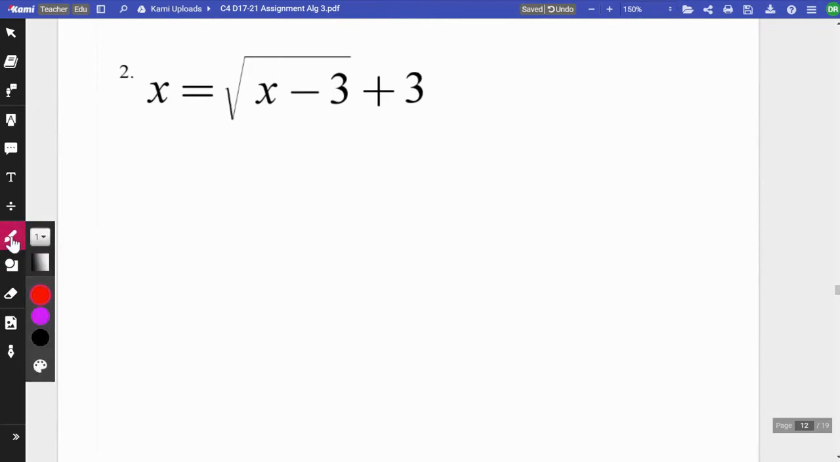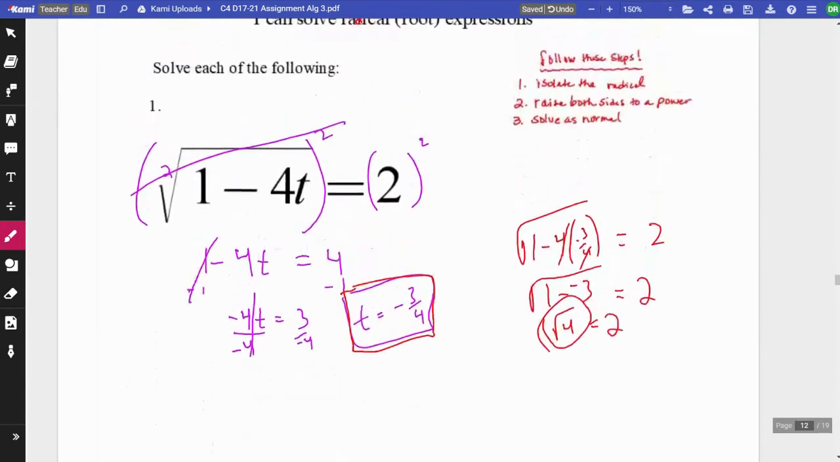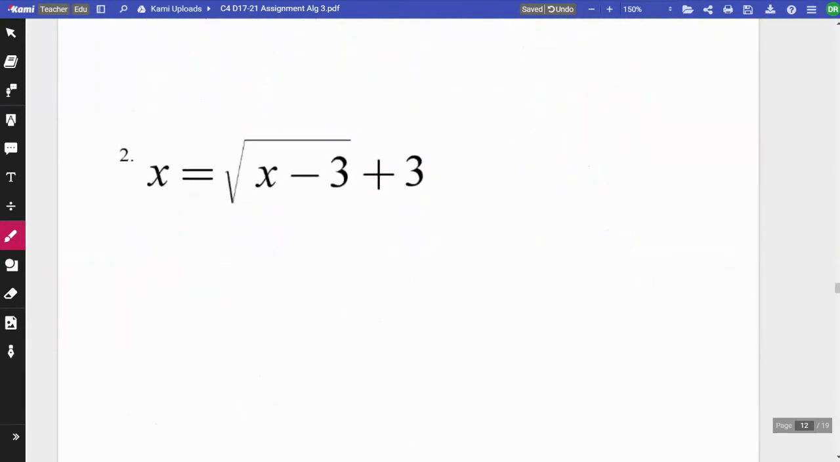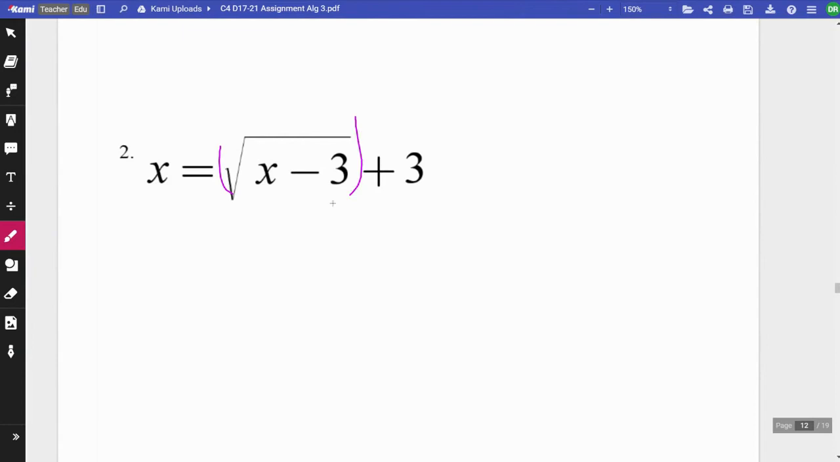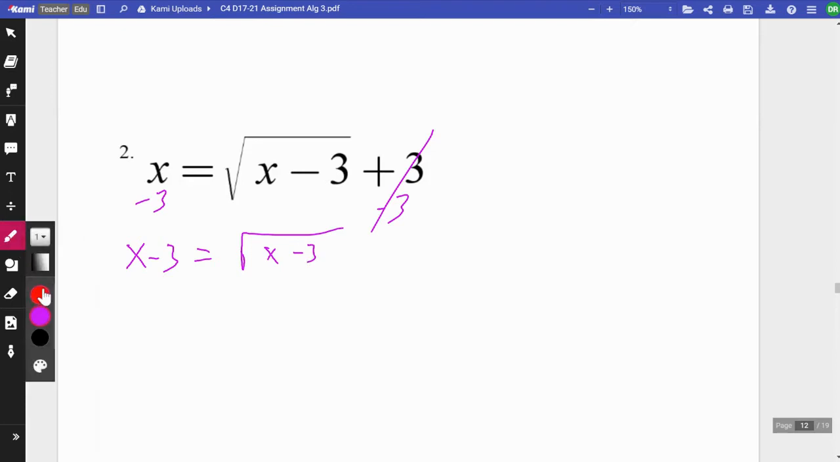In the second example, the first step actually does come into play. Remember, the first step up here was isolate the radical. The radical's on the right side. It has a +3 that's outside that radical. So the radical itself, this piece, is not alone. Get it alone. So we'll get rid of that 3 by subtracting. You have x minus 3 on the left, square root x minus 3. Now that the radical is isolated, we could get rid of it by raising it to the second power.